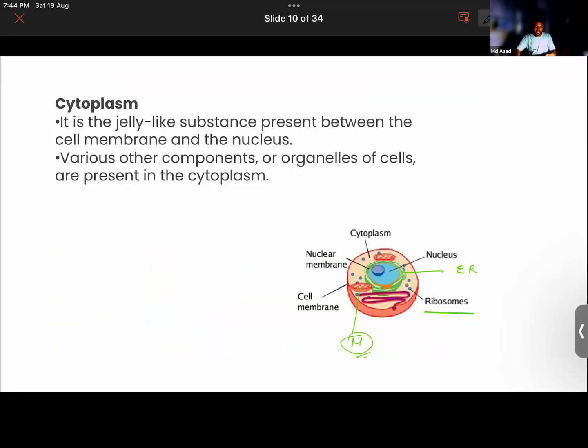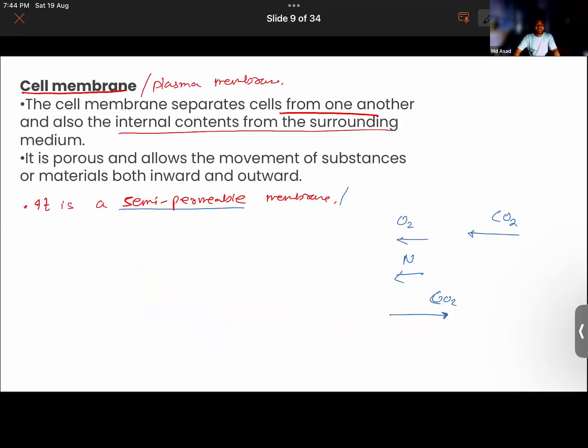It is simply a semi-permeable membrane and the outermost covering of the cell in case of animals. It basically separates the inner contents of one cell from another cell, and from their surroundings also. It will allow some of the materials to pass through it and restrict some of the materials.